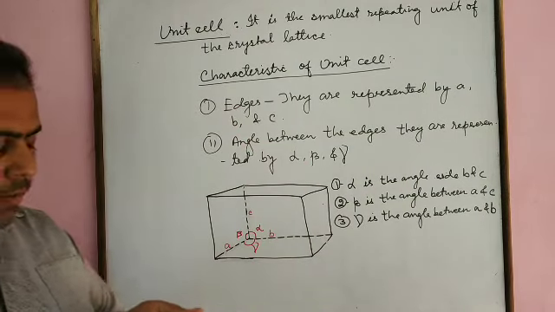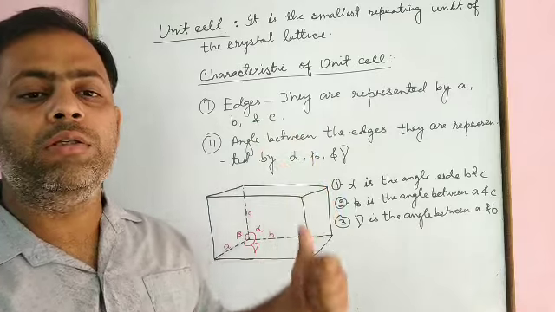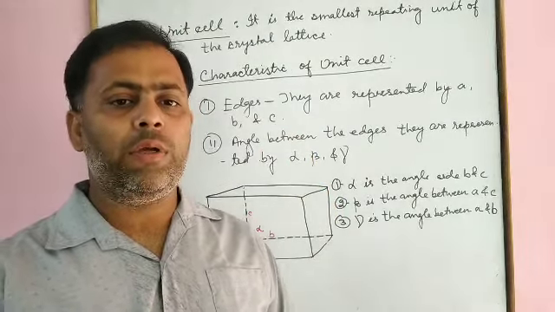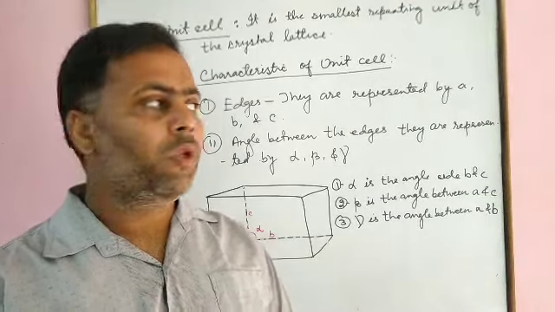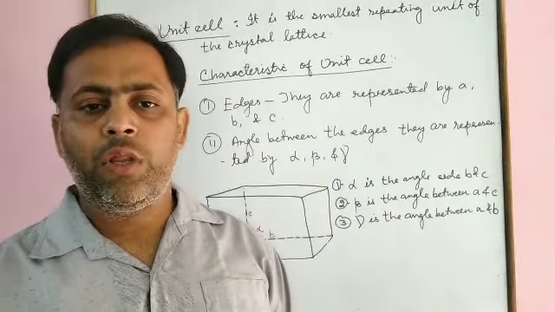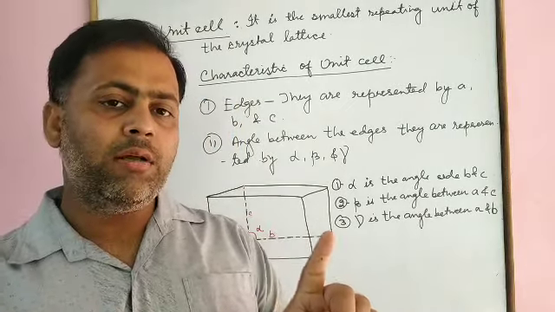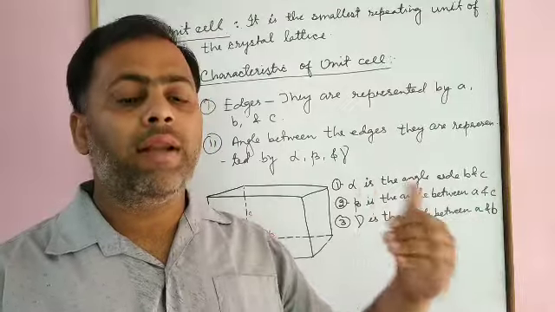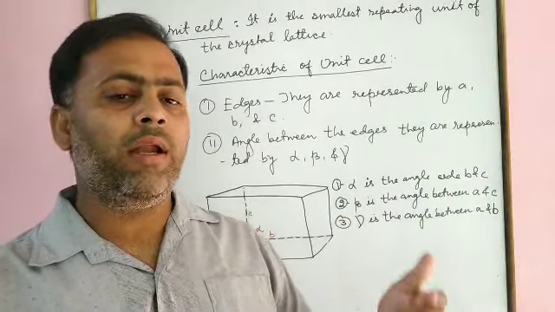What we studied? We have studied unit cell. Unit cell means it is the smallest repeating unit. When it repeats itself, it gives the entire structure. To the next, we have discussed the characteristics of unit cell. A unit cell is characterized by two parameters. One is the sides, that are A, B and C, and the next one is the angles, that is alpha, beta and gamma.